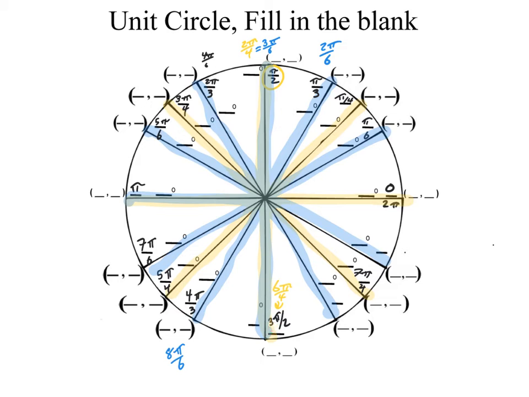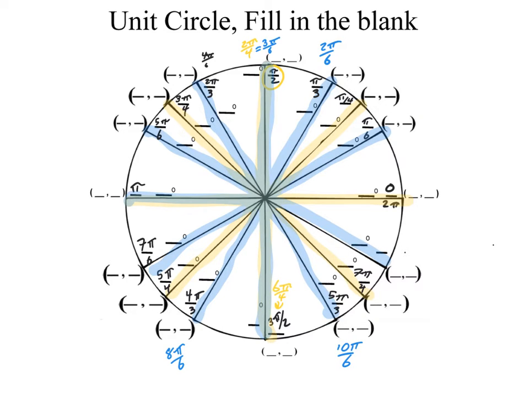And then here, if this is 8 pi sixths, this would be 9 pi sixths. But again, we already know that this is going to reduce to 3 pi halves. Next up is 10 pi sixths. But with 10 pi sixths, we could take a 2 out of both of those and make that 5 pi thirds.